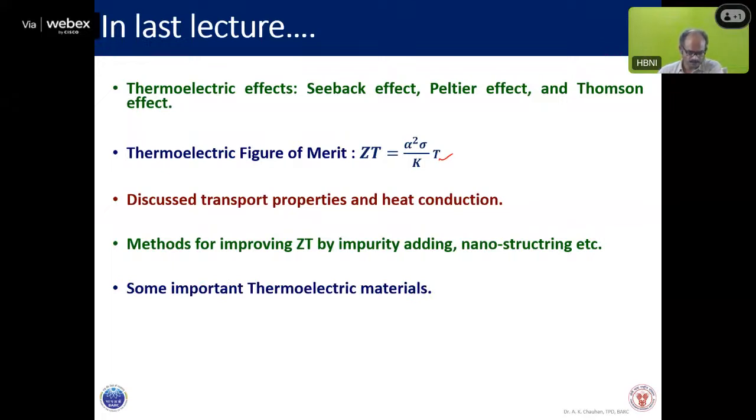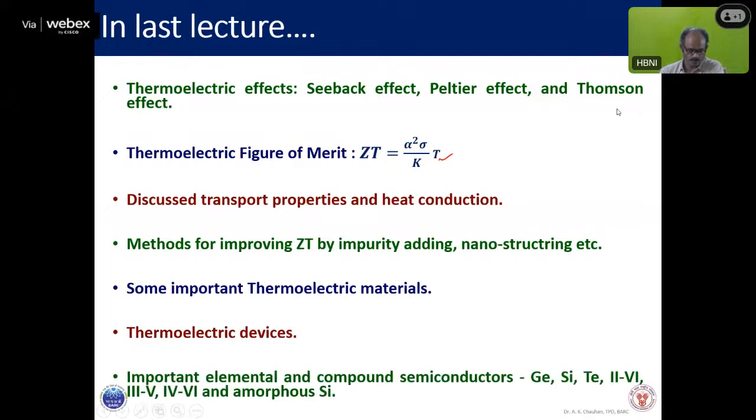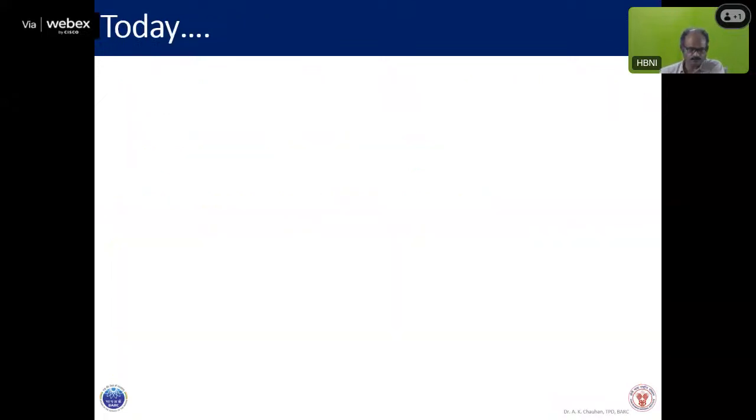Then we saw some of the important thermoelectric materials. Then thermoelectric devices also we saw. Then towards the end, we learned some important elemental and compound semiconductors, like the properties of these materials, germanium, silicon, and some compound semiconductors, amorphous silicon also.